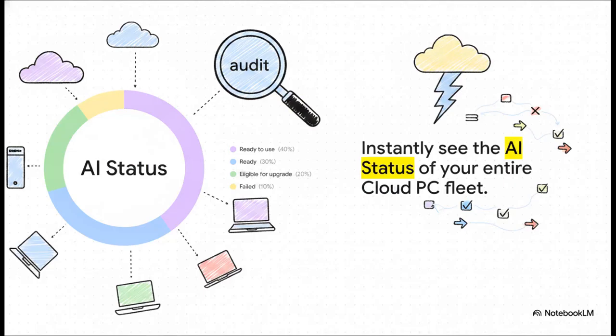To make auditing that fleet even easier, there is a brand new AI status column slapped right on the All Devices grid. So at a glance, you can check the status of your entire cloud PC fleet on a per-device basis. You'll know immediately if a device is ready to use, ready, eligible for an upgrade, or if it outright failed. It is instant, highly actionable intelligence for your fleet.